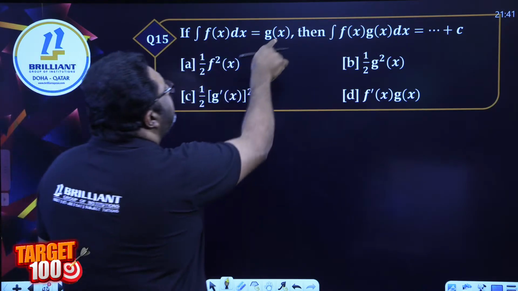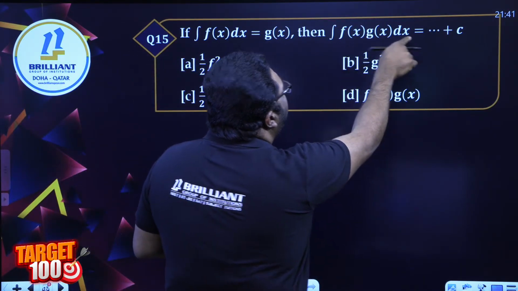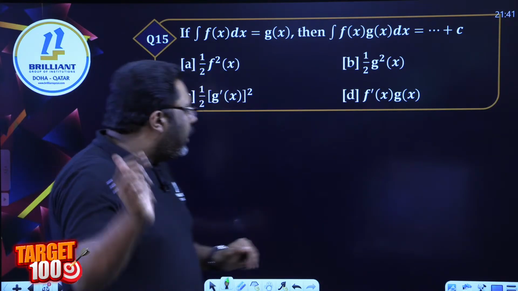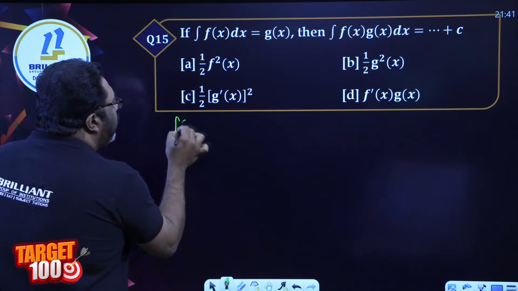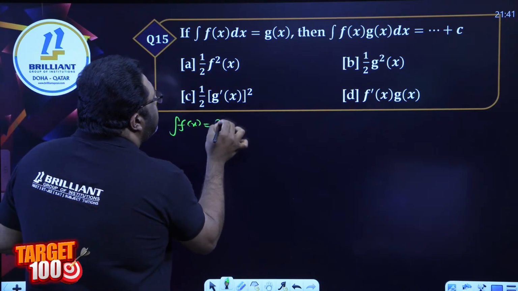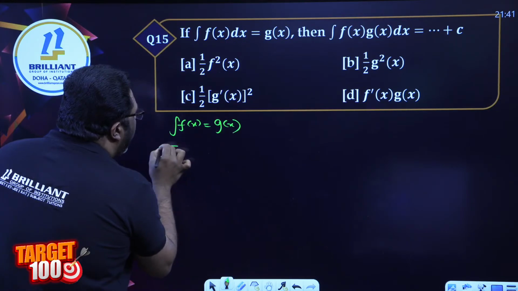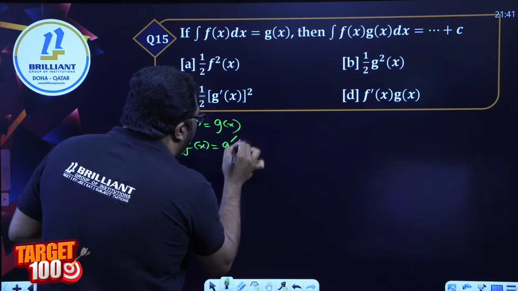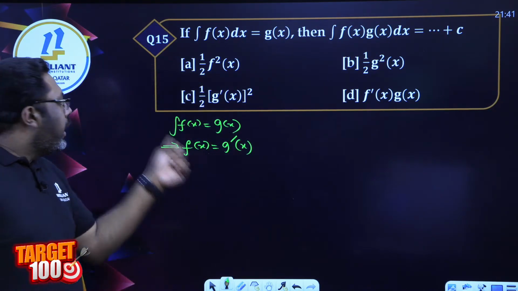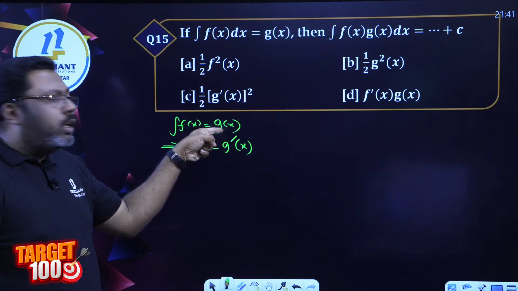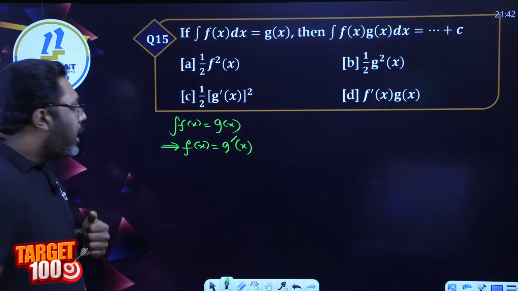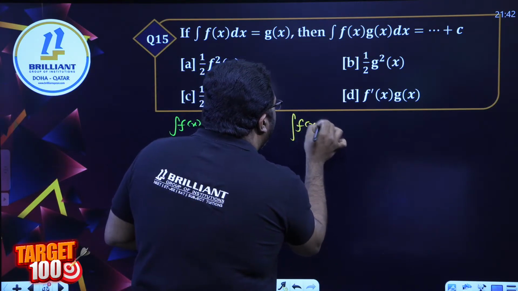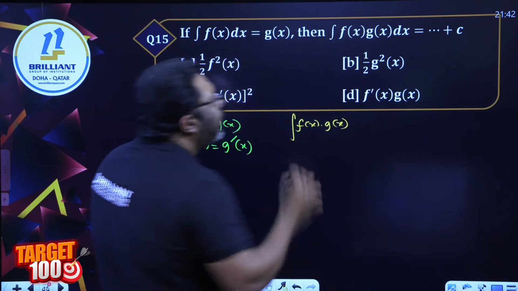Integral of f of x is g of x. Then find the integral of f of x into g of x into dx. This is again a question based on antiderivative. Listen carefully. Integral of f of x is g of x. According to the idea of antiderivative, f of x is the derivative of g of x, g dash x. Integral antiderivative goes there, becomes g dash x. Now they are asking me to evaluate the integral of f of x into g of x.